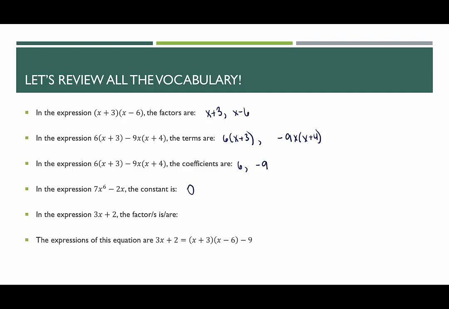Okay, in the expression 3x plus 2, the factor, there's 1 factor, 3x plus 2. And lastly, the expressions of this equation. So going all the way back to the beginning, circling back, we have 2 expressions. The left-hand side, which sometimes I abbreviate to LHS, is 3x plus 2, so that's one of the 2 expressions. The right-hand side is going to be x plus 3 times x minus 6 minus 9.